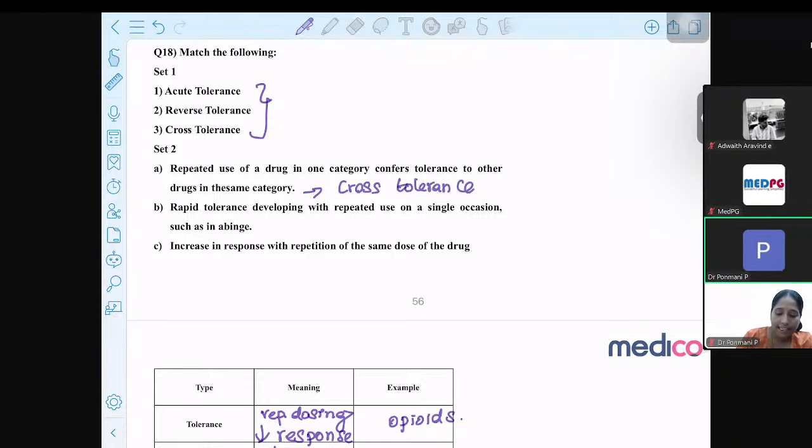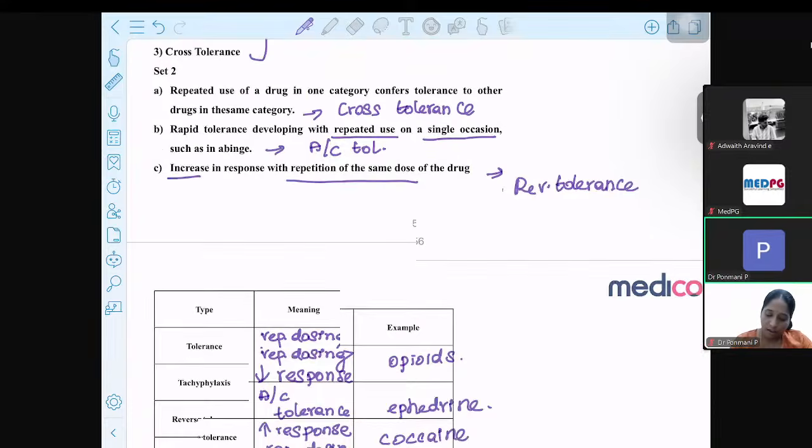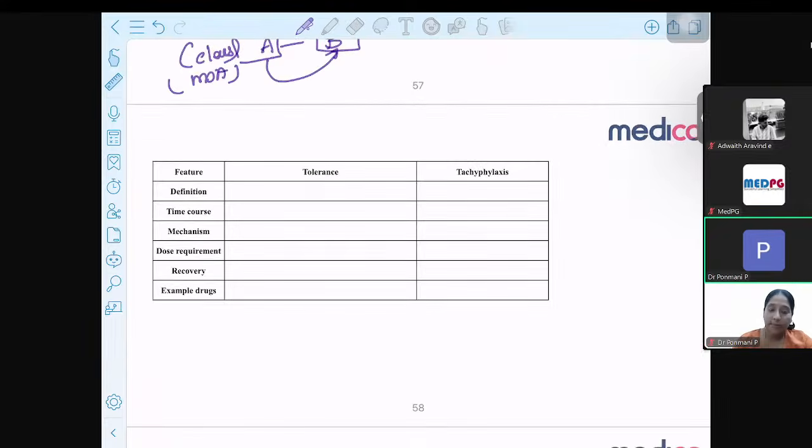Now let us read the next statement. Rapid tolerance developing with repeated use on a single occasion is called acute tolerance. Increase in response on repeating the same dose is called reverse tolerance. I hope now you are clear on what tolerance and what tachyphylaxis is. Tolerance is, as I said, a decrease in response, but this occurs chronically. If it happens acutely, it is called tachyphylaxis.